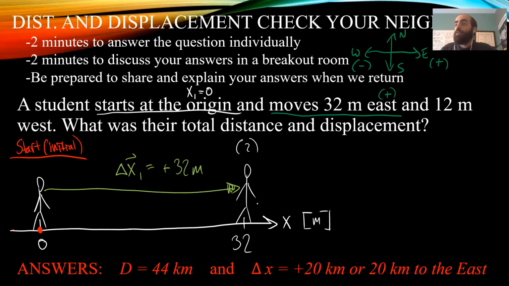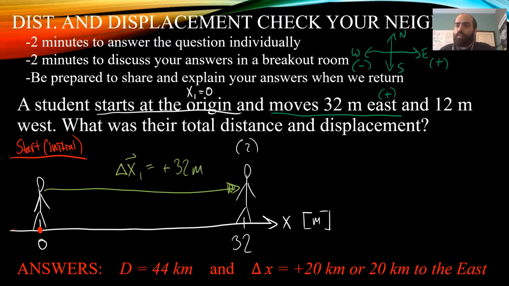If that was the only thing that happened in the problem, then we'd be pretty good to answer what was the distance and the displacement. But that's not the only part of the problem. What they then say is that we move 32 meters east, and then we move 12 meters west.